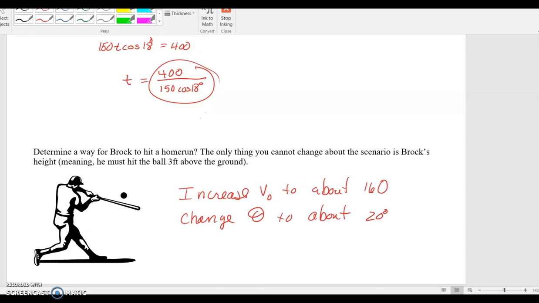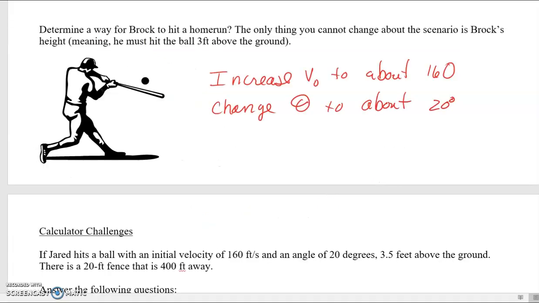We have one more problem to do, and it's going to be a you-try problem. To check your understanding, I'd like you to do these calculator challenges. Everything on this next page, you really need to do this. You are going to be assessed at the end of the week. So please read through this, and then I will project my answers.